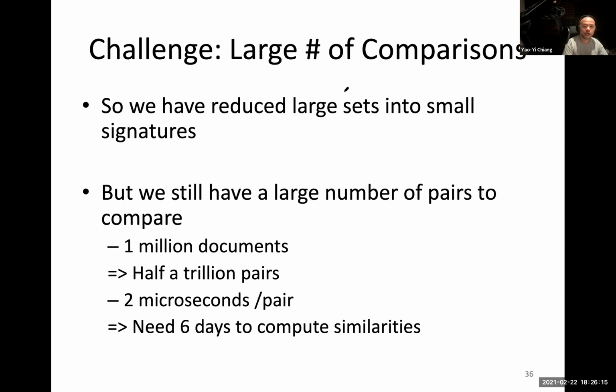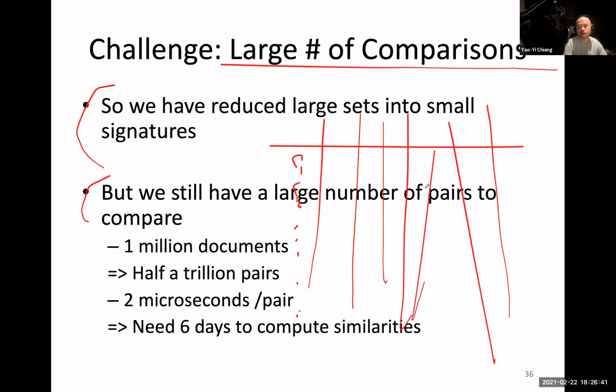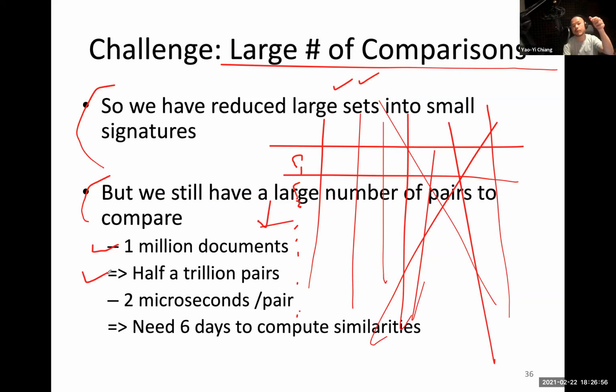All right, so the challenge is still the large number of comparisons. We have reduced large sets into small signatures, but we still have large numbers of pairs to compare, right? Remember this table. Now I'm doing this S1 here, S2 here, S3, and so on, and your columns are your feature vectors. Now we are saying that for min hash functions, we can make this smaller and use some min hash signatures to represent them. But still, you have a lot of documents, and let's say 1 million documents have a trillion pairs, right? Because you want to compare pairwise similarity.